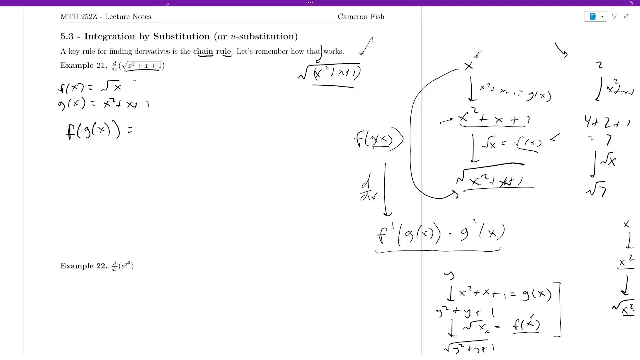And you can always check that what you did is right, because f of g of x means f of x squared plus x plus 1, that's g of x. But f of something means, look back at my formula for f, plug in my input wherever there's an x. So it's square root of x, so I plug in my input in place of that x.